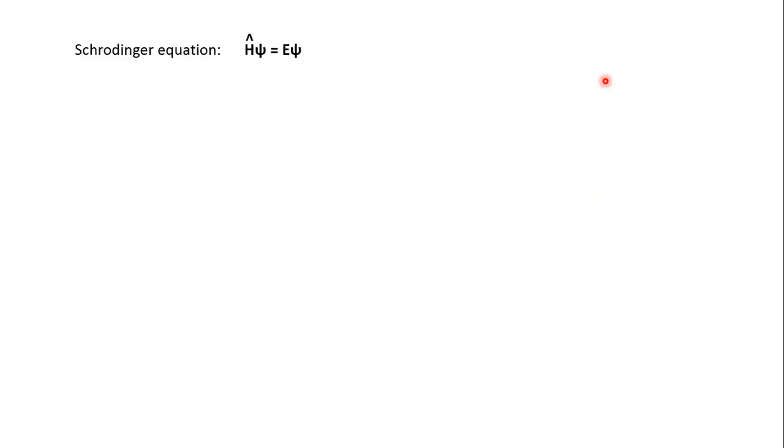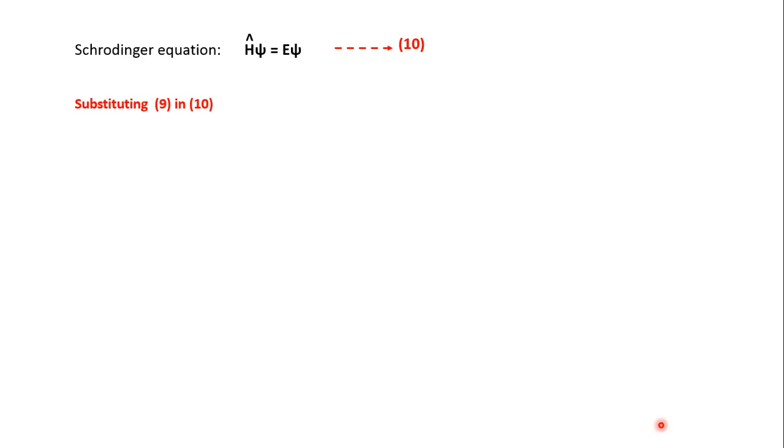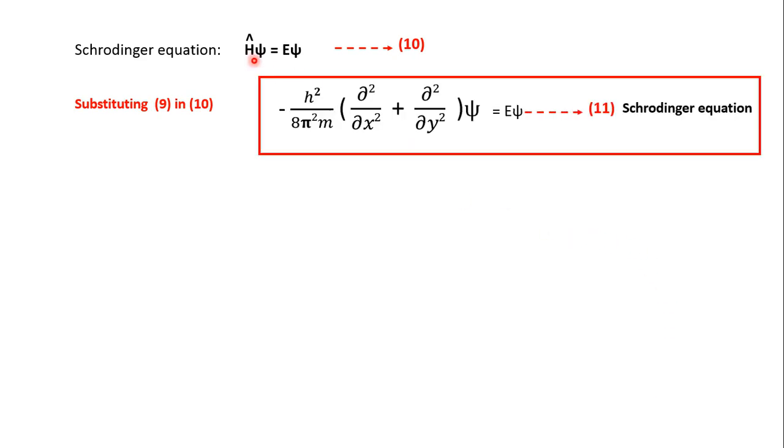Now let us consider the Schrodinger equation, which is H psi equal to E psi. Substituting the value of the Hamiltonian H hat, which is equal to minus h square by 8 pi square m times (dou square by dou x square plus dou square by dou y square), that is equation 9, in equation 10 we get minus h square by 8 pi square m times (dou square by dou x square plus dou square by dou y square) psi equal to E psi.